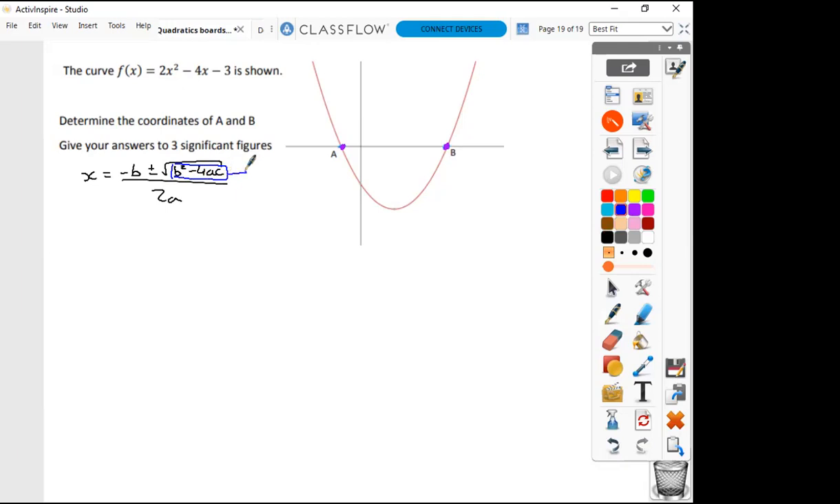I'll just take this to one side, give myself a bit of room. b squared minus 4ac is equal to minus 4 squared minus 4 times 2 times negative 3. So that's 16. The two negatives multiplied together make a positive. Plus 24, up to 40. Okay, so root 40 is going in there.